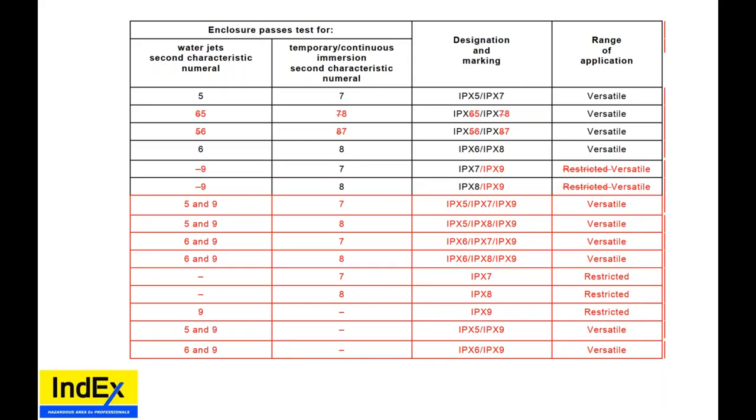Mike, can you please clarify that 7 and 8 do not cover 1, 2, 3, 4, 5, 6, 7, 8? So we look here. IPX8 says it's restricted. Under the column for temporary or continuous immersion, it is rated 8. Under water jets, it has no rating. It is not rated for 1, 2, 3, 4, 5, or 6. IPX7, restricted. Immersion, it's good for 7, which means temporary immersion. Under water jets, 1, 2, 3, 4, 5, 6, it is not rated.